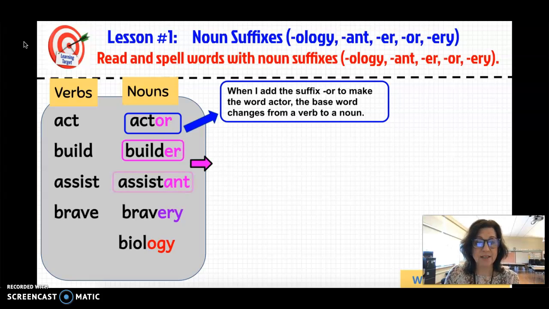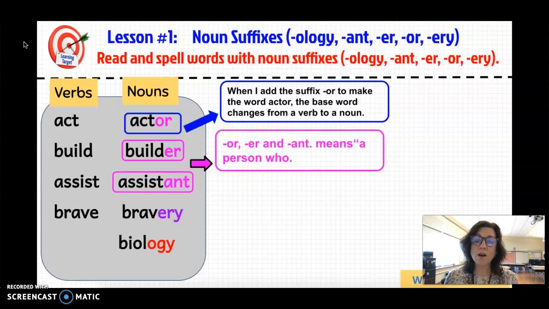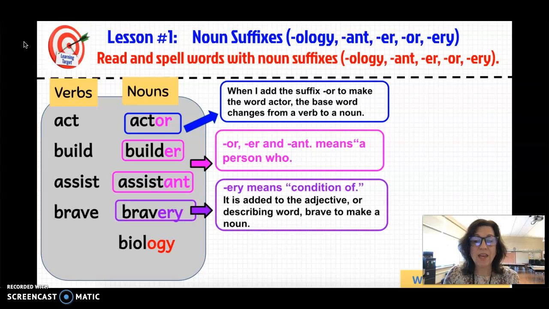Builder and assistant, the OR, ER, and ANT means a person who. So builder, a person who builds. Assistant, a person who assists. Then we've got bravery with the ERY. ERY means condition of. So it is added to the adjective or describing word brave to make a noun. So it's the condition of being brave. Bravery is the condition of being brave.